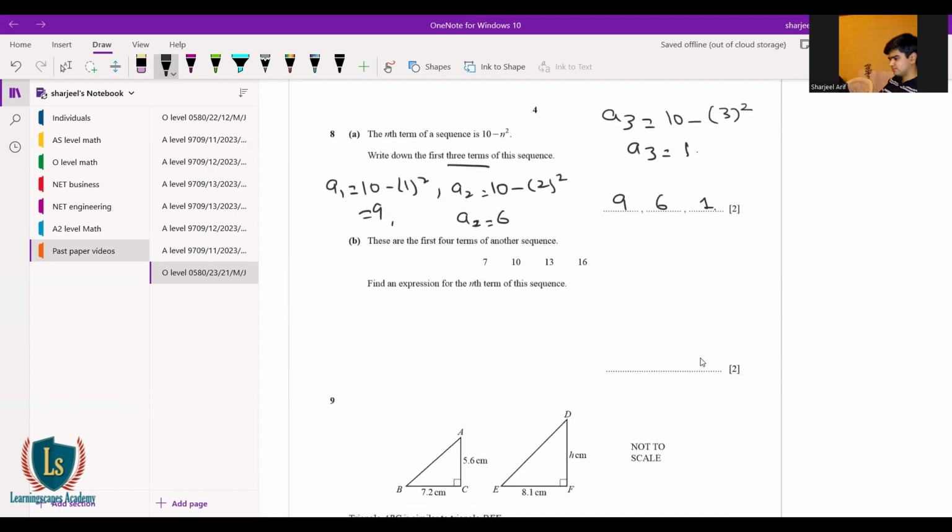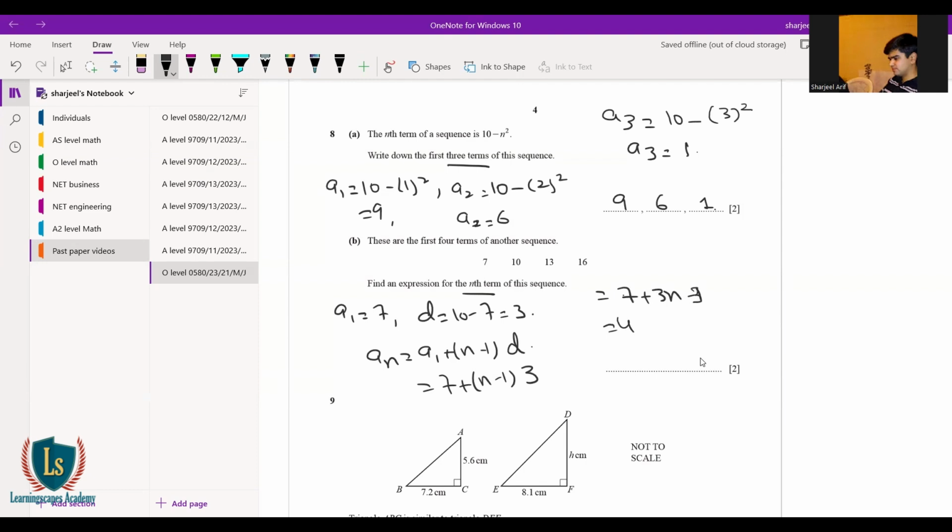For part B, we have to find the nth term. So for that, we need the first term, which is 7, and the common difference, which is 3. So the nth term will be an equal to a1 plus n minus 1 into d. This will be equal to 7 plus n minus 1 into 3. Simplify it to get 7 plus 3n minus 3, which is equal to 4 plus 3n. So the answer will be 3n plus 4.